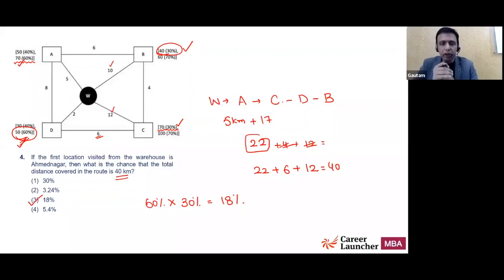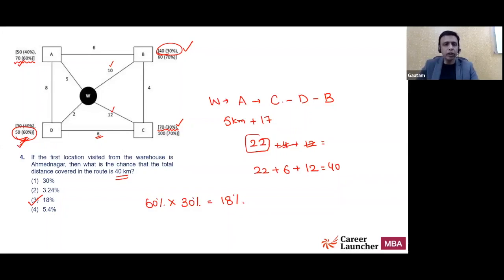Fine. It is already specified that he has visited Ahmednagar, so we'll have a demand of 70 and then he would definitely visit C. That would again be very sure. The only thing that we are figuring out is whether he will travel from B to D or from D to B. To make it 40 kilometers, he had to travel from D to B, which had a chance of 60% and 30%. That is a net chance of 18%.